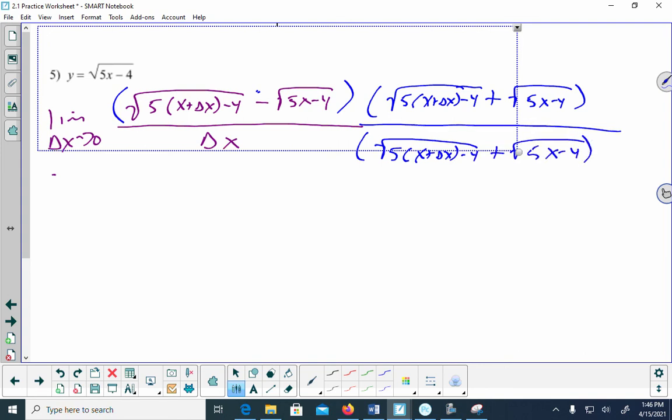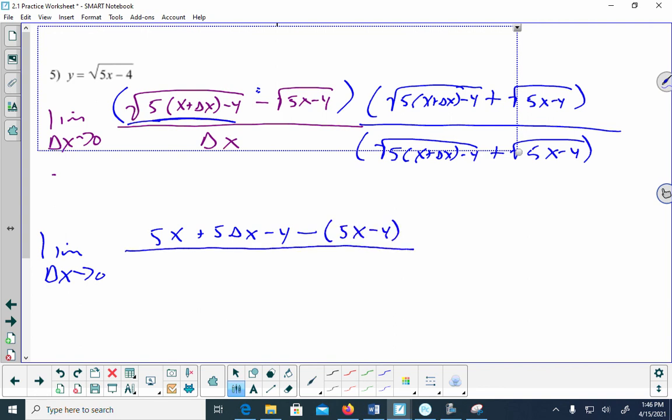So when I do all this, this, remember, is the difference of two perfect squares. So basically the radical signs go away. Everything underneath stays the same, and it's going to be minus. So I'm going to have 5, I'm going to distribute my x too. 5x plus 5 delta x minus 4. That's this guy. Minus, and then in parentheses, 5x minus 4. All over delta x times all that.